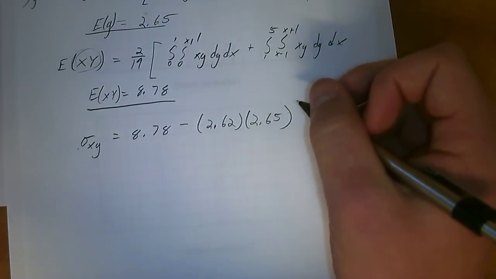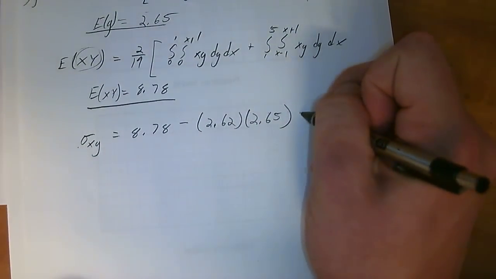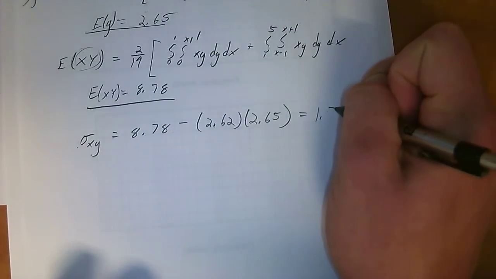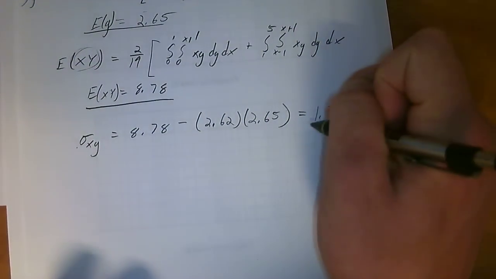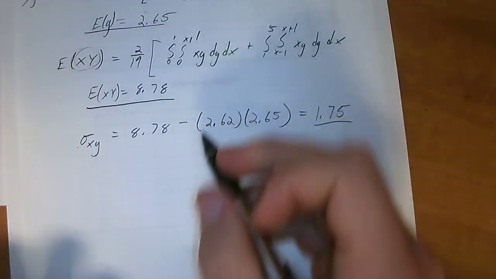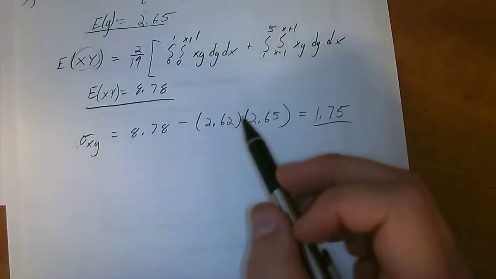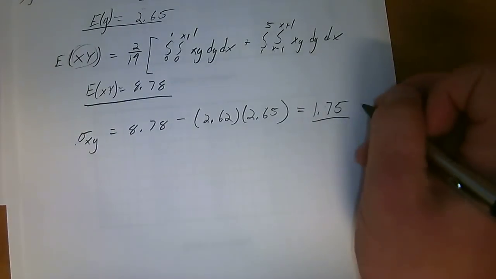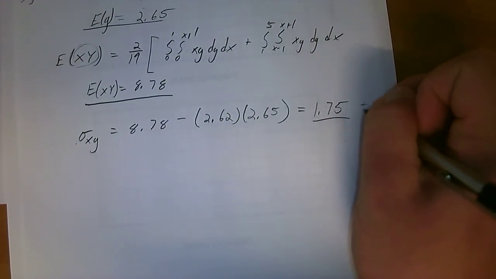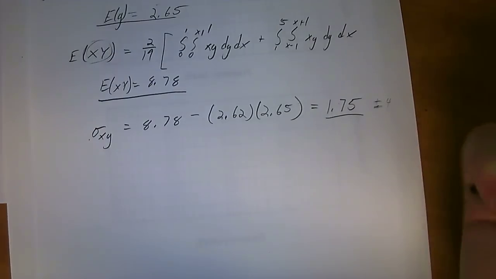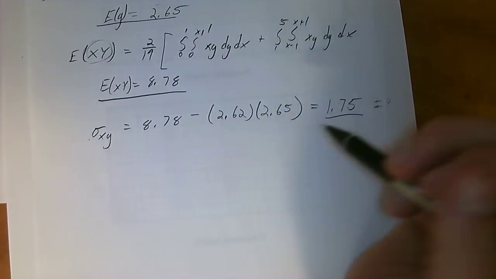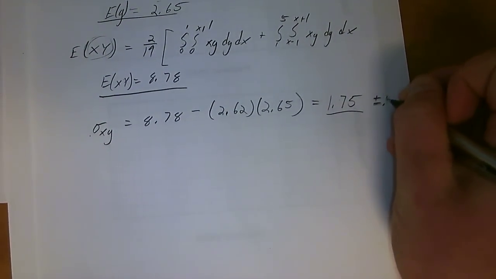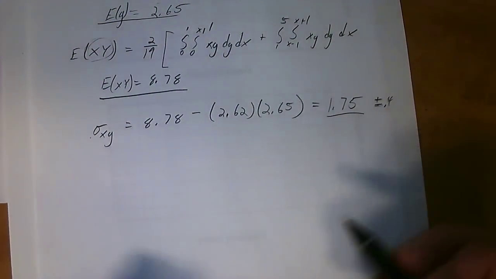And when this is all said and done, you should end up with this equaling 1.75, or somewhere close to that. It may not be exact, but this can vary within like plus or minus 0.4, depending on how many digits you took, how much you cut, and so on and so forth. Plus or minus 0.4. Okay. Alrighty, so there you go.